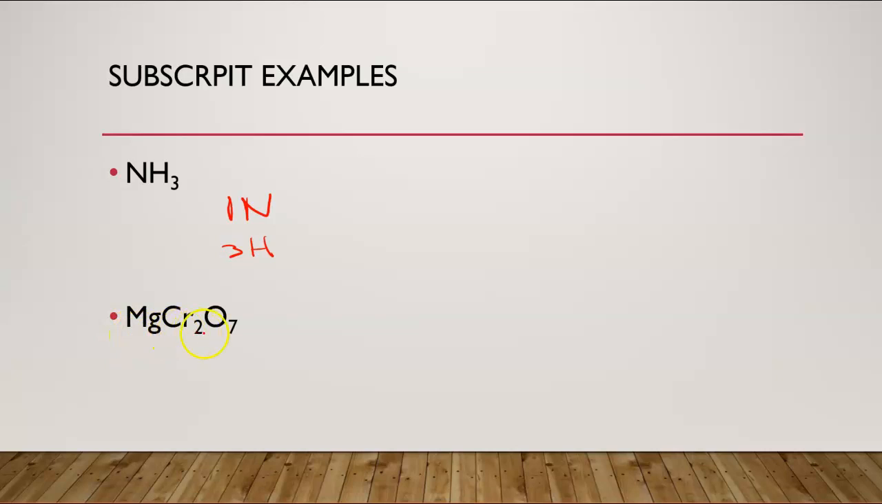Here we have MgCr2O7, which is magnesium dichromate. So for the magnesium, we have 1 magnesium. We have 2 chromiums. We have 7 oxygen. So that's how you use subscripts.